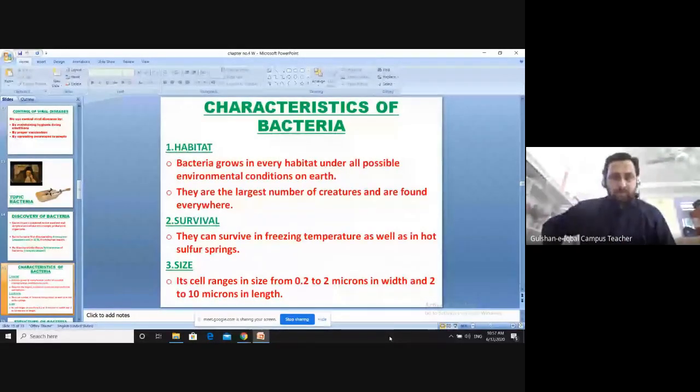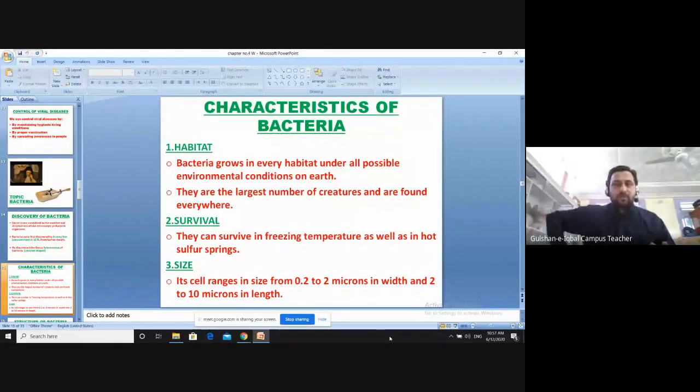What does it mean? It means that bacteria can survive in all the habitats of the world. It can survive in freezing environment. It can survive in boiling environment. It can survive in oceans. It can survive in the air. It can survive in the fridge. It can survive everywhere on the earth. So whatever the habitat is, it is possible for the bacteria to grow over there.